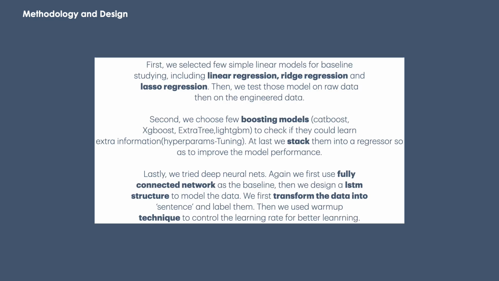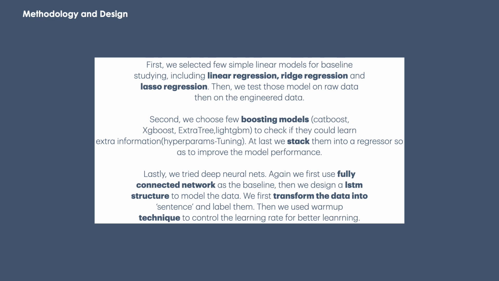Then we use some models to try capturing the information for future return prediction. First, we choose some linear models as the baseline. Then we choose some boosting models, to try to figure out if a machine learning model could capture more information. Then we stack all of those machine learning models, and we have an ensembled one to make a prediction.